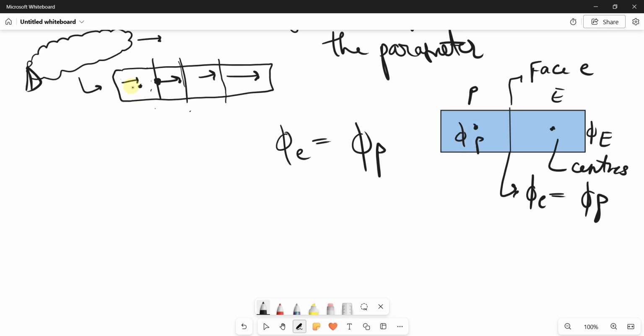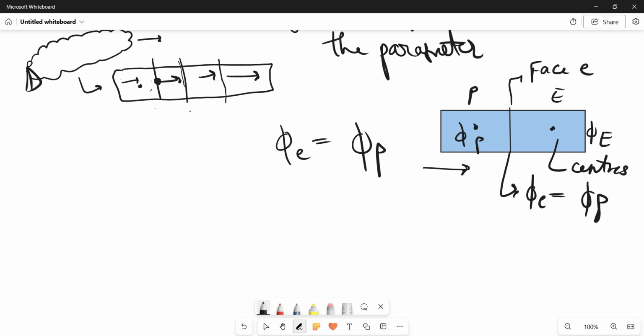Again, as I told, since you are assuming that the flow is going in this direction, from here to here, you are saying that whatever value of the parameter is here is continued to the phase, and then it changes at the next cell center, right? So you are not assuming any contribution from the E. So that is the upwind concept.